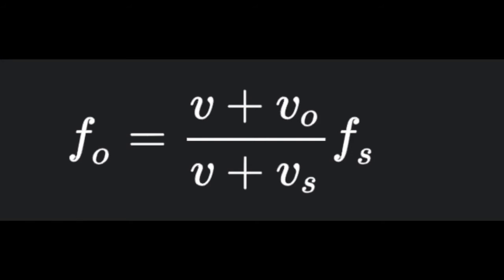Hello, today we will be using 3 phones and a remote control car to determine the speed of sound. This will be done with the formula for the Doppler effect, which states that the observed frequency of sound is equal to the actual frequency of sound waves multiplied by the velocity of sound plus the velocity of the observer divided by the velocity of sound plus the velocity of the source of the sound.